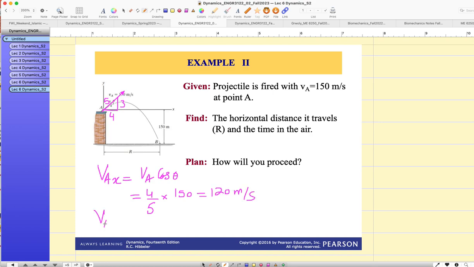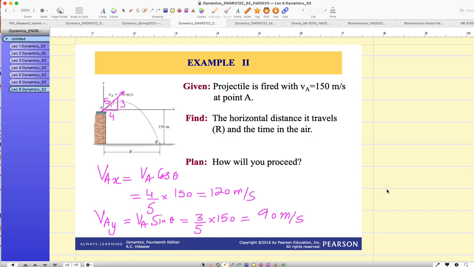And what is VAY? This is VA sine theta, and sine theta is opposite over hypotenuse, correct? 3 over 5 times VA, which is 150, that is equal to 90 meters per second, correct? Now, whenever you see such a question, try to find the two components of the initial speed. It will help you a lot.